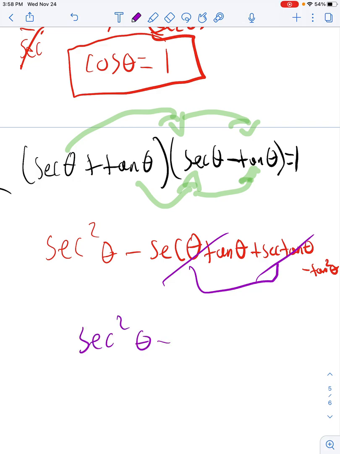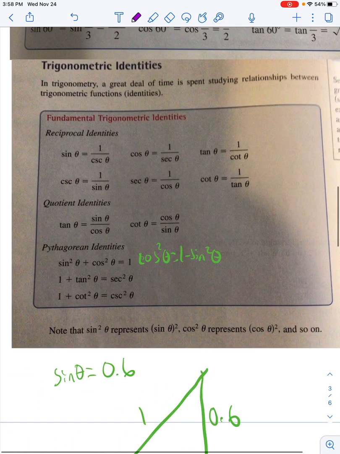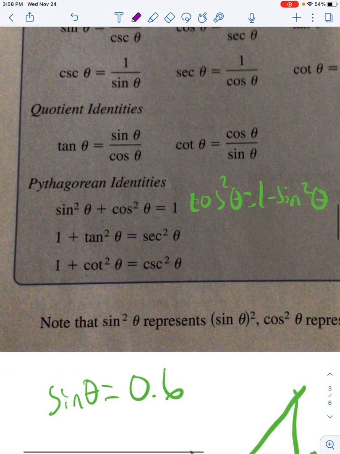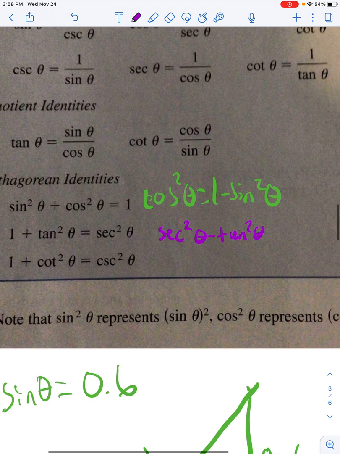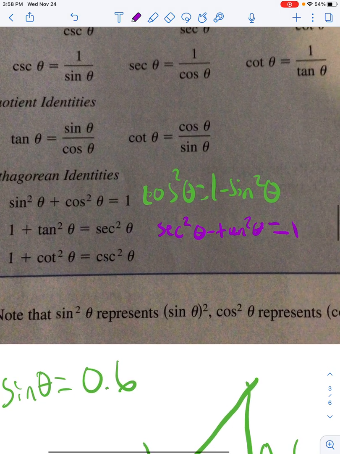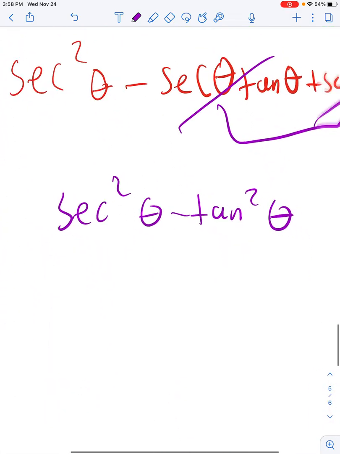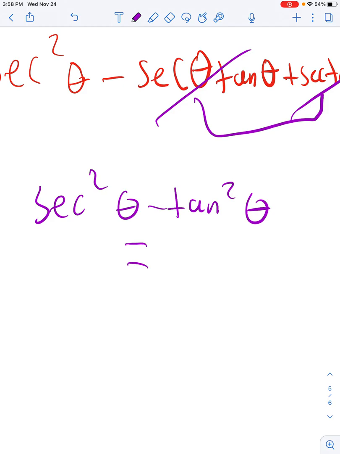So you're just left with secant squared theta minus tangent squared theta, which, if we look, I can manipulate this and say secant squared theta minus tangent squared theta equals 1 by subtracting it on both sides. Therefore, this whole thing equals 1.